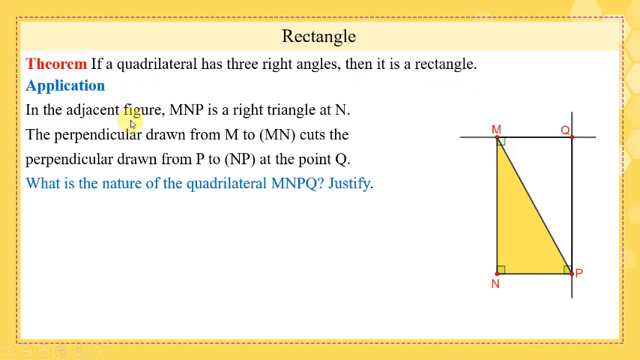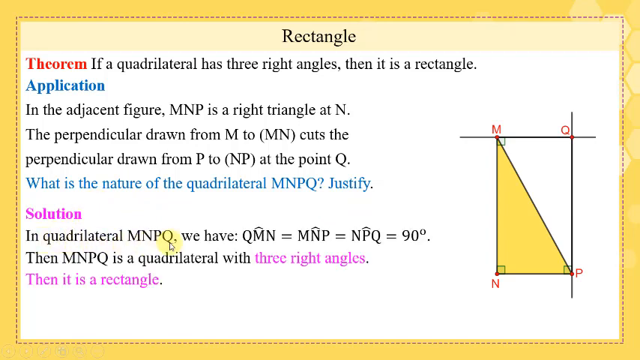Application: in the adjacent figure, MNP is a right triangle at N. The perpendicular drawn from M to MN cuts the perpendicular drawn from P to NP at a point Q. What is the nature of quadrilateral MNPQ? Justify. Please press pause, solve the activity, then press play. Solution: in quadrilateral MNPQ, we have QMN equals MNP equals NPQ equals 90 degrees. Then, MNPQ is a quadrilateral with three right angles, so it is a rectangle.